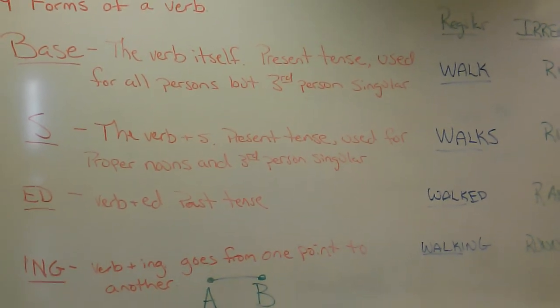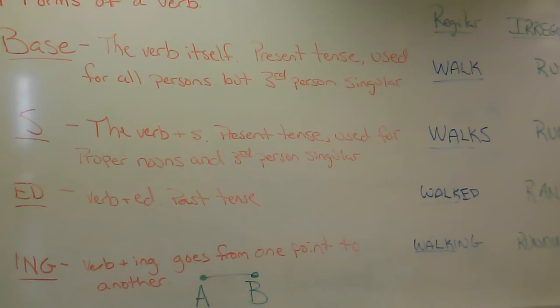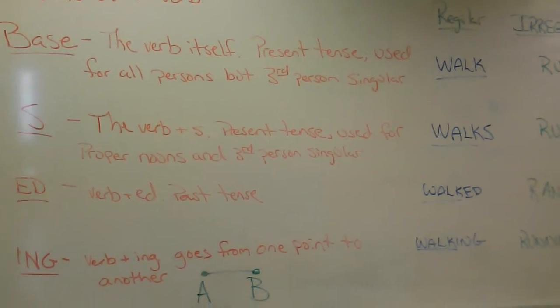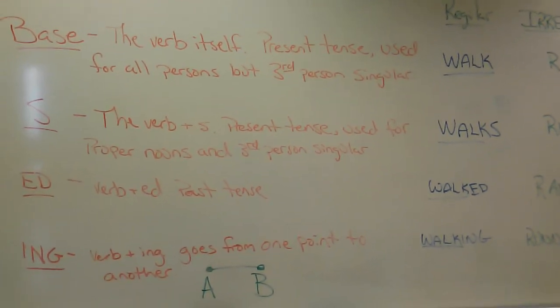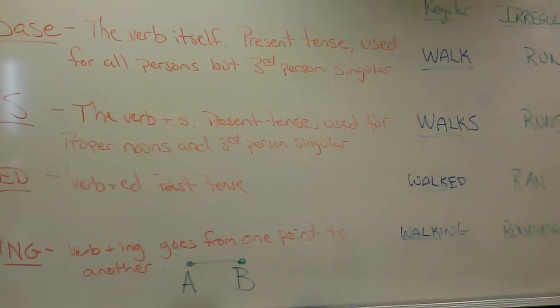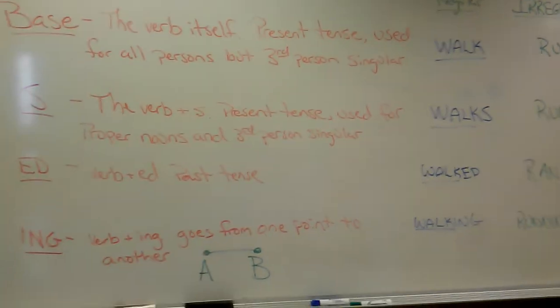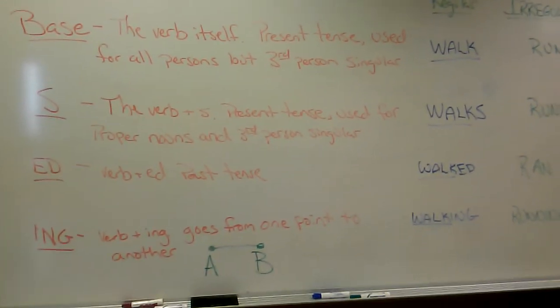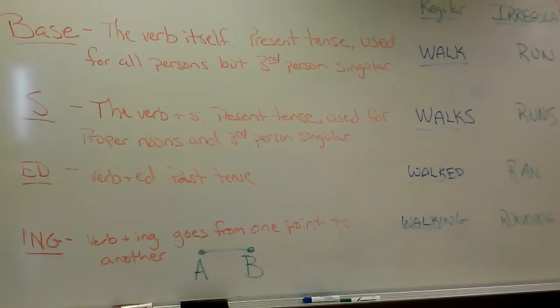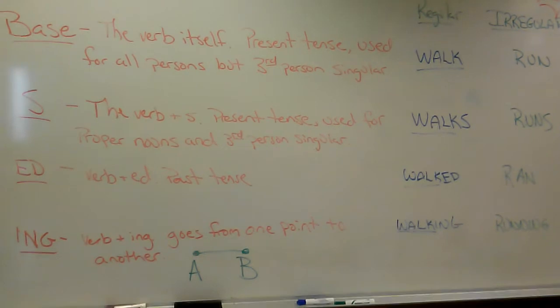Now, the S form is the verb with an S added to it. It is used during present tense, and it's used for proper nouns and third person singular. And the example is walks. Now, the ED form of the verb is the verb with an ED, and it is past tense. It's used for past tense.